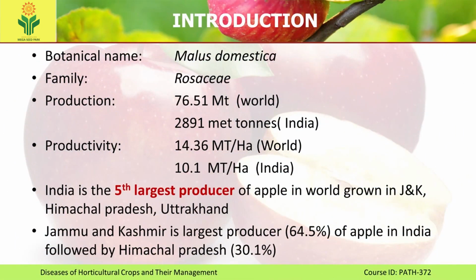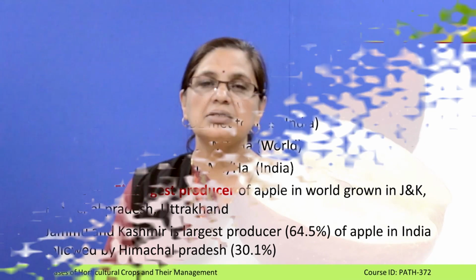Coming to the botanical name of apple: Malus domestica, and it belongs to family Rosaceae. The production of this crop in the world is around 76.51 metric tons. In India it is 2891 metric tons. The productivity of this crop in India is 10.1 metric tons per hectare, as compared to more than 14 metric tons per hectare in the world.